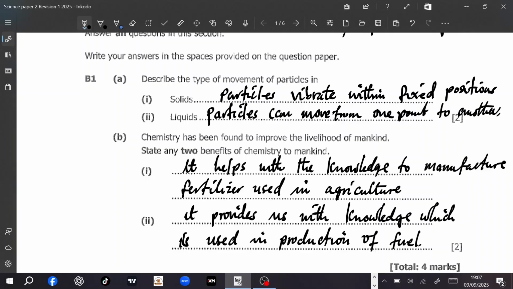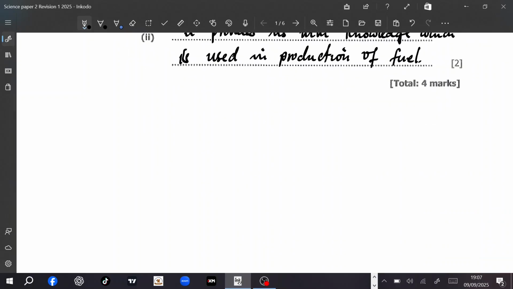Not only that, but chemistry also helps us in the production of metals. With the knowledge that we have in chemistry, we can now understand how to extract metals. So there are many ways in which chemistry helps improve our lives as human beings. So let's go to the next question.